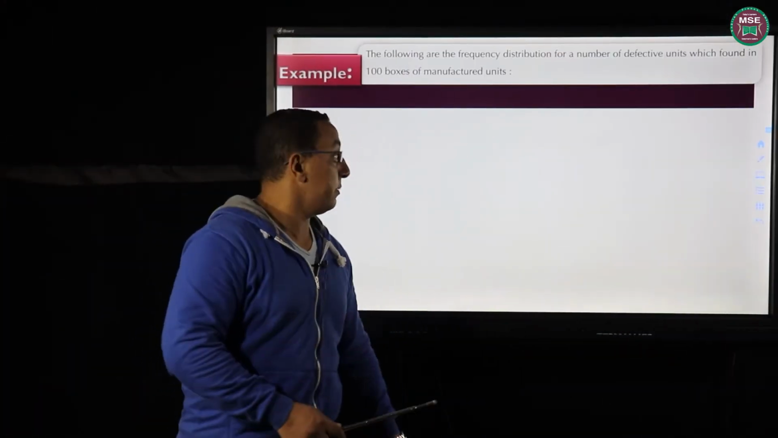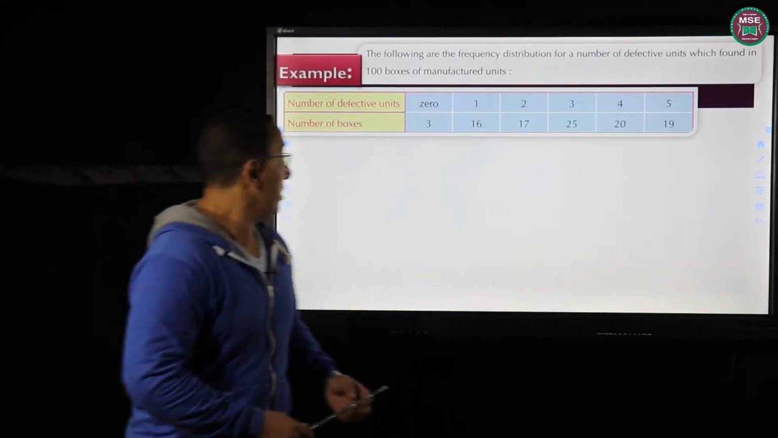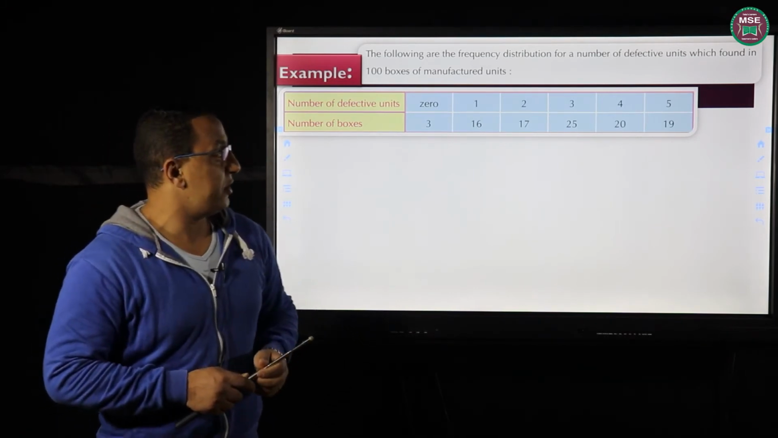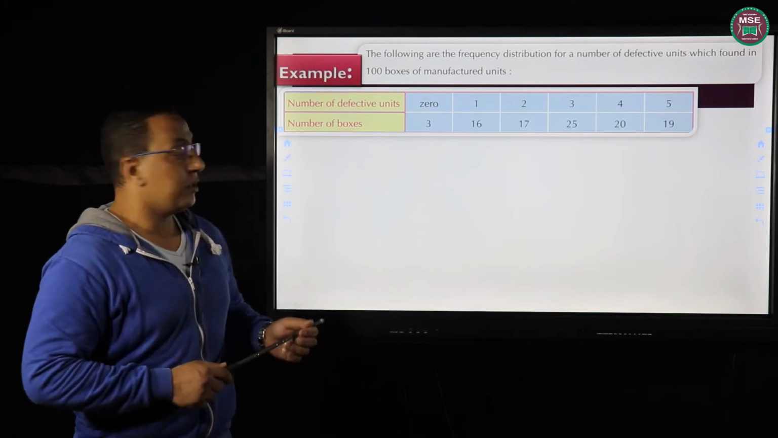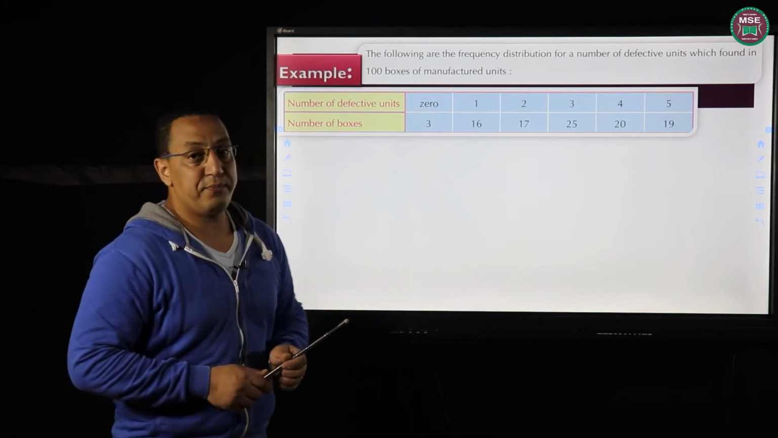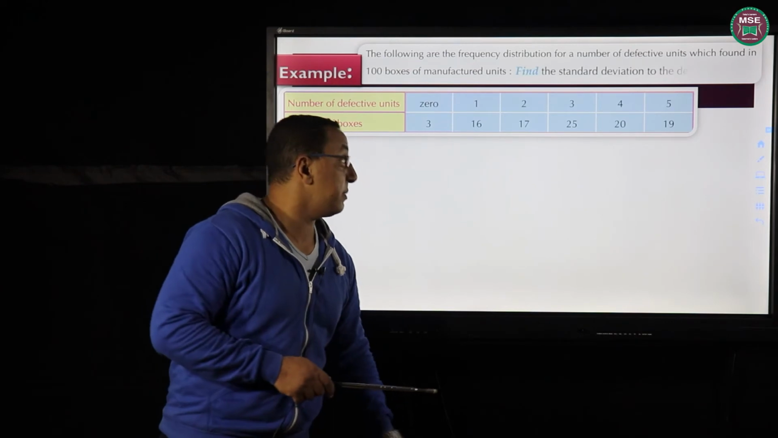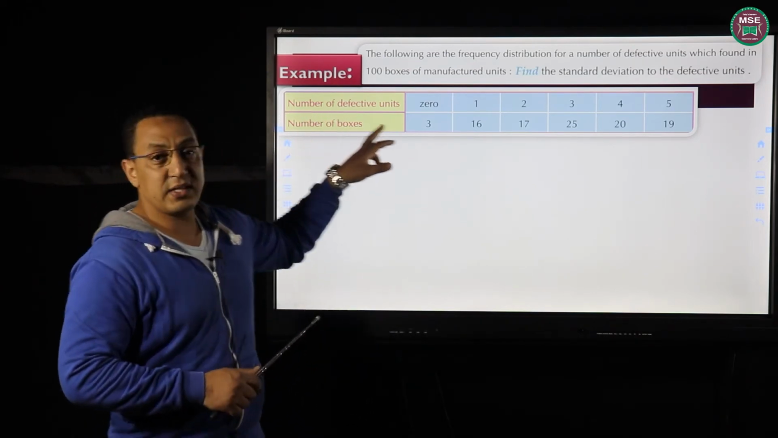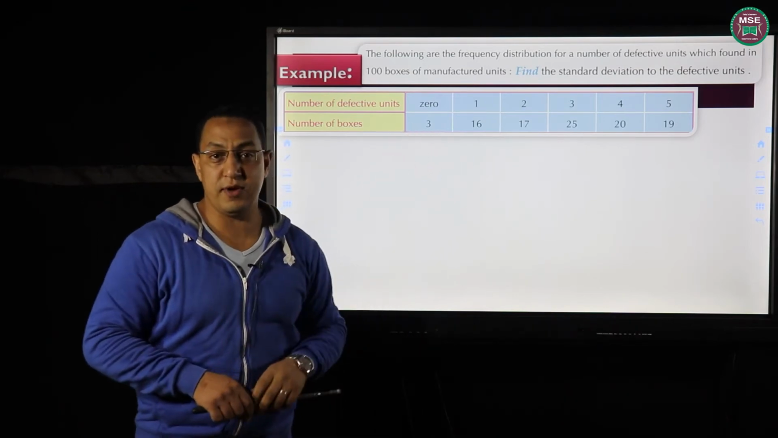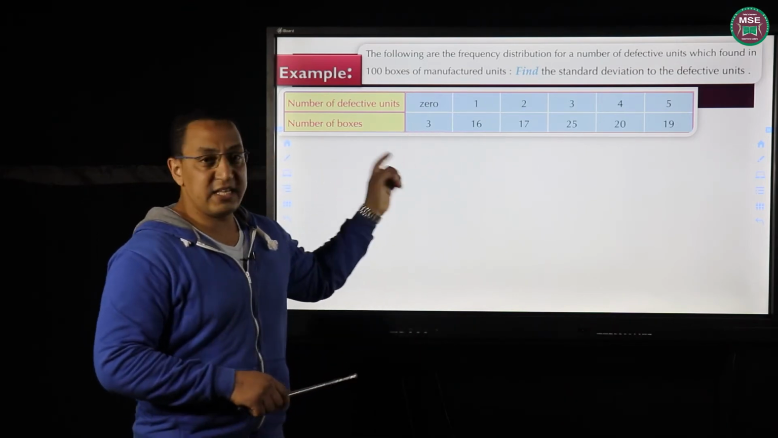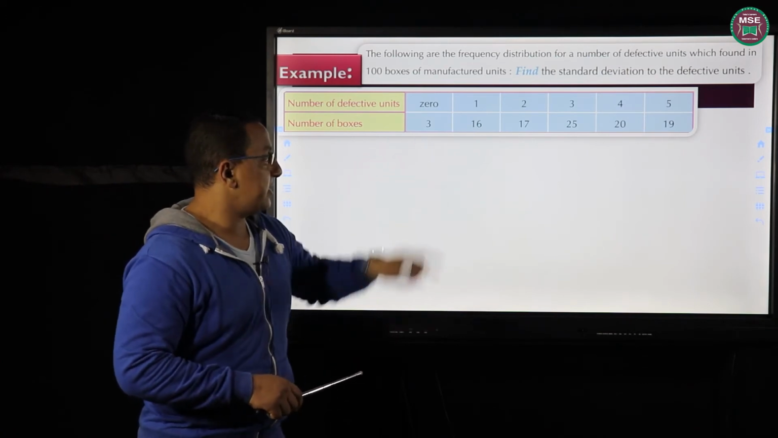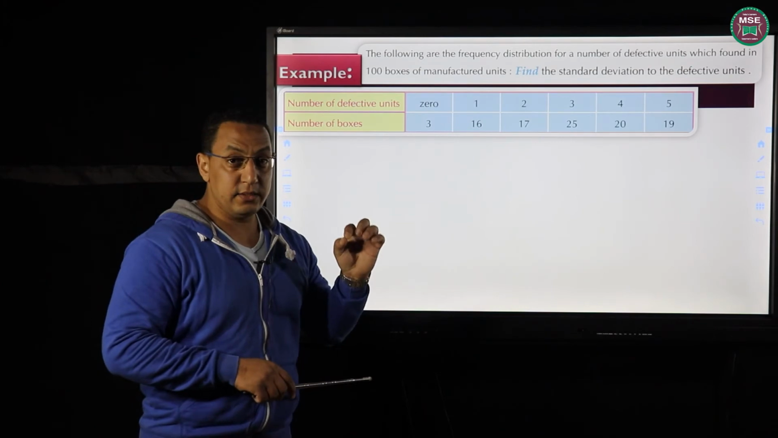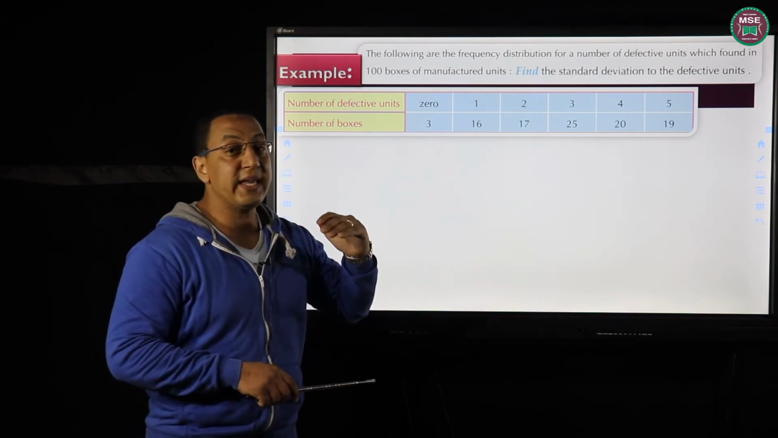Another example for the standard deviation. Okay, we have another example. Find the following distribution of number of defective units found in 100 boxes of manufactured units. Here in this example he asked me to find the standard deviation. Here the number of defective units is 0, 1, 2, 3, 4 and 5, and the number of boxes, as we see, is the other row: 3, 16, 17 and so on. The first row is called X and the second row is called K.